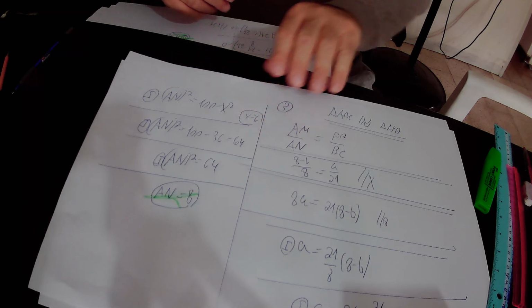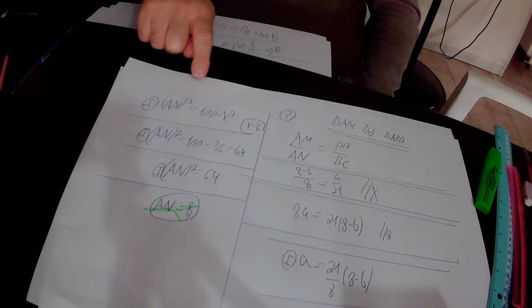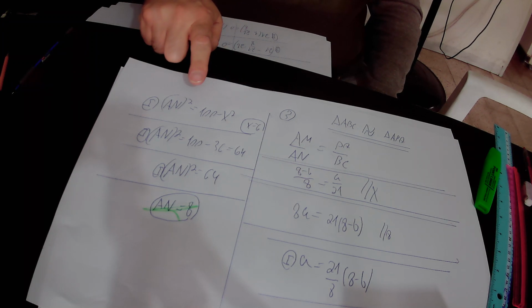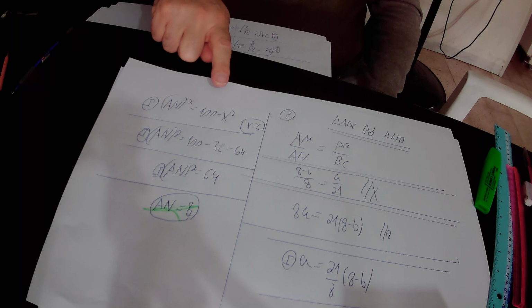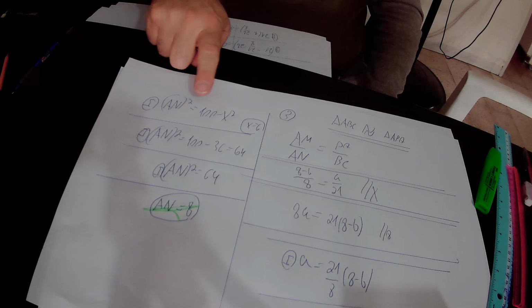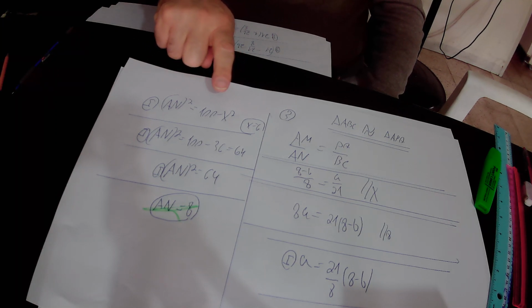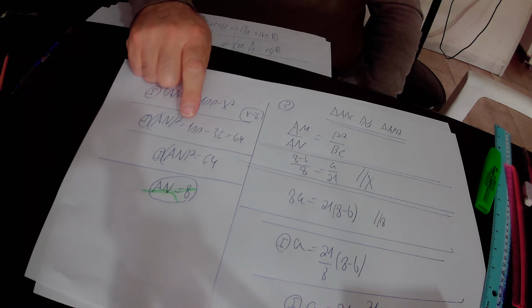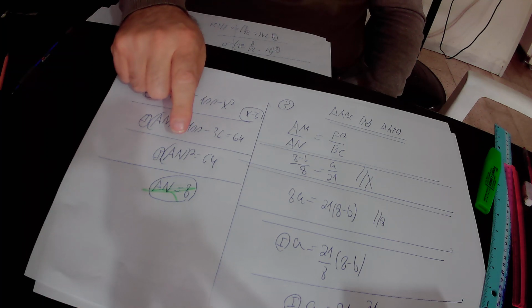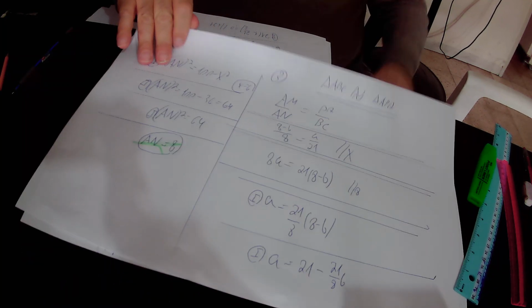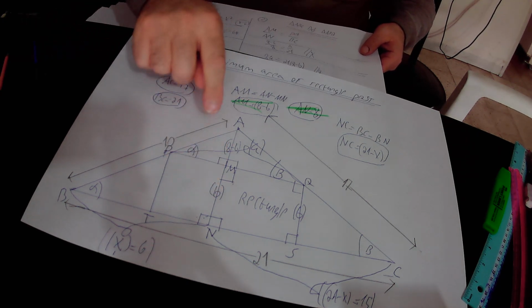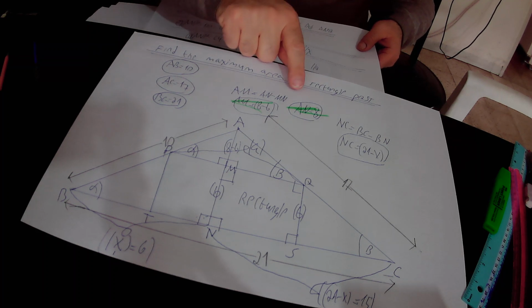According to equation 1, we already found that AN squared equals 100 minus x squared, and x is 6. Therefore AN squared equals 100 minus 6 squared, that is 36. So AN squared equals 100 minus 36, that is 64. We took the root of this equation and found that AN equals the square root of 64, that is 8. So line segment AN equals 8 units in length.